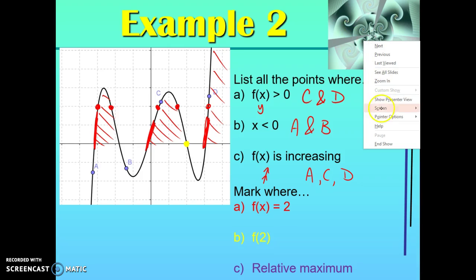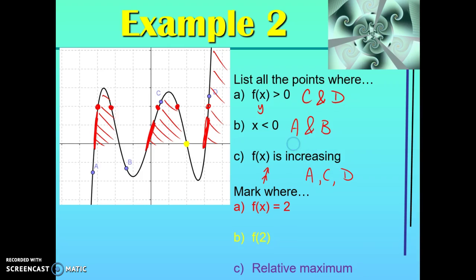Relative maximum. A relative maximum is going to be a high point in the graph. This is a relative maximum. This is a relative maximum. It picks up that name relative because it's a maximum compared to its immediate neighbors. It's not the highest point in the graph. We have points over here on the right that are higher than those. But compared to its local neighbors, it's a high point.